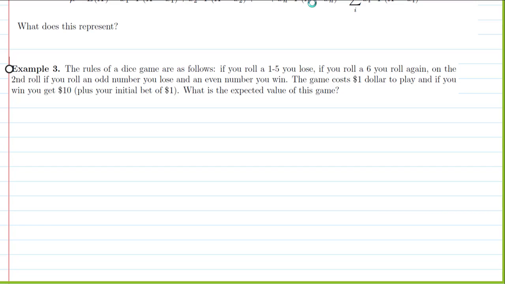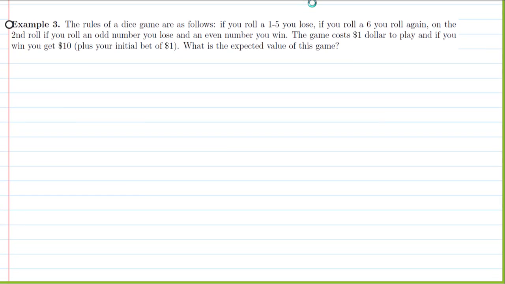So what is the expected value of this game? In terms of this, what does that mean? If I play this game again and again and again, well, it's actually going to be more than that. We'll see. So let's go through and see what we get. Let's make a tree diagram to help us see what's happening.